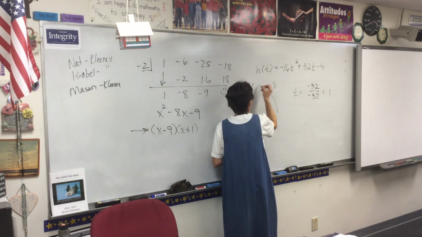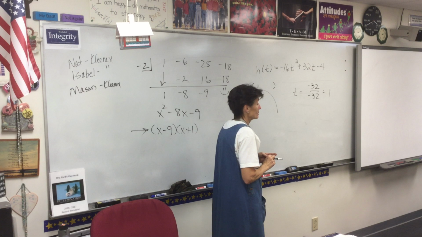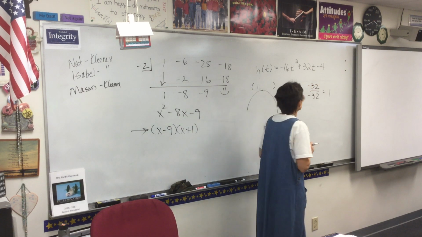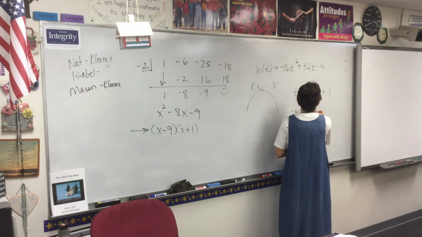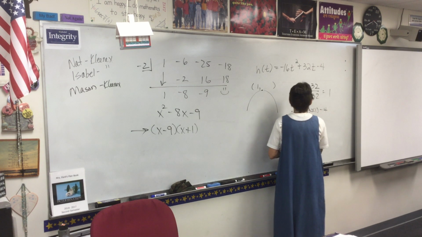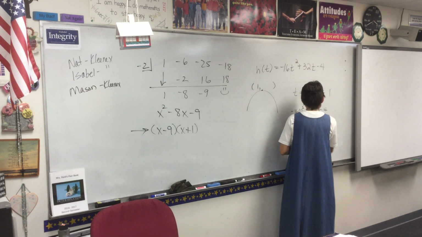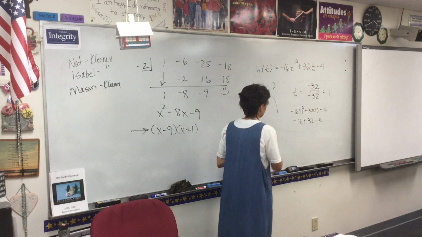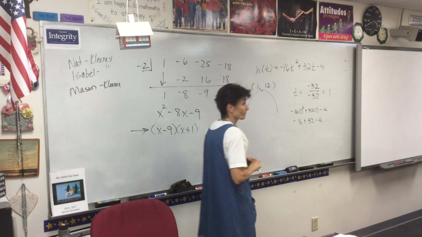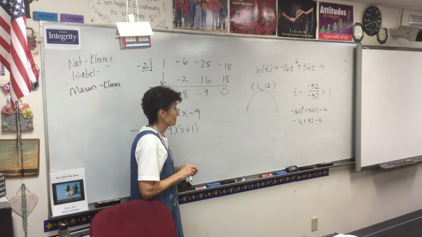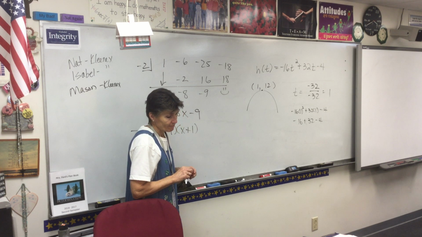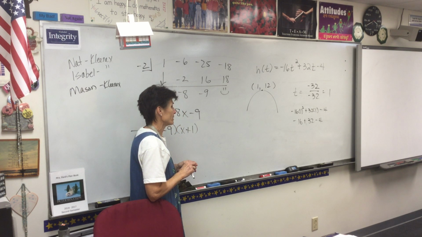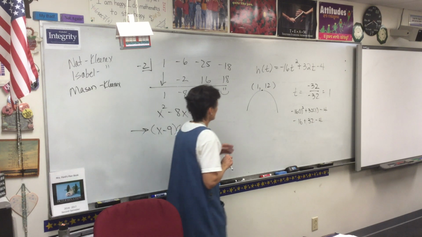And then to find the y part, we just plug in 1. So we have negative 16. We're just plugging in 1. So I got positive 12. Now that's the vertex. The question says, find when the ball reaches its maximum height.